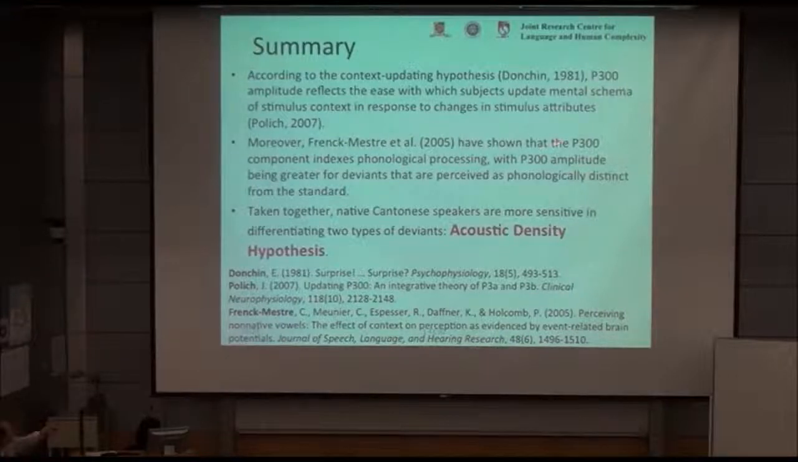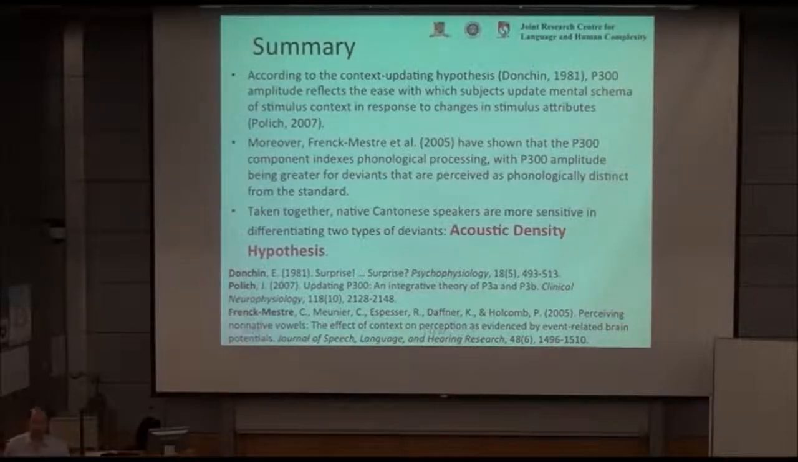And moreover, this research shows that the P300 component also indexes phonological processing, with P300 amplitude being greater for deviants that are perceived as phonologically distinct from standard. Yeah, we use two types of stimuli, within category and across category. So for the across category deviants, in addition to the phonetic processing, there is additional phonological processing.